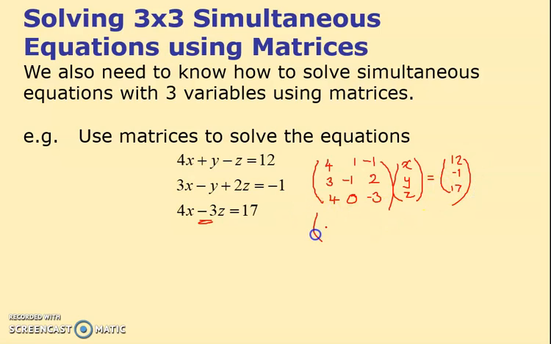So if I move it over, the x, y, z is equal to, it's on the left, so I'm going to find the left inverse matrix. Yeah, I'm going to multiply on the left side. 3, minus 1, 2. 4, 0, minus 3. Inversed. I'm going to times by 12, minus 1 and 17. And of course, that allows me now to find the inverse matrix.